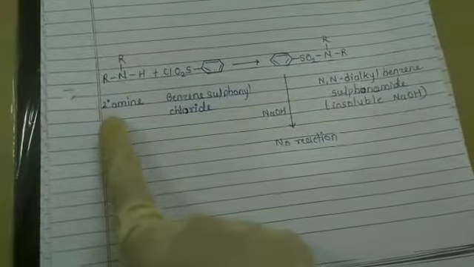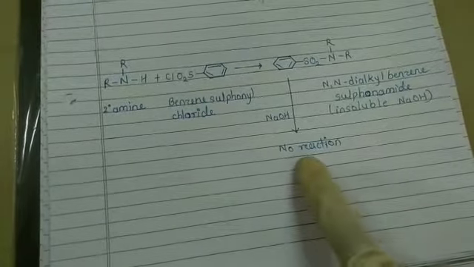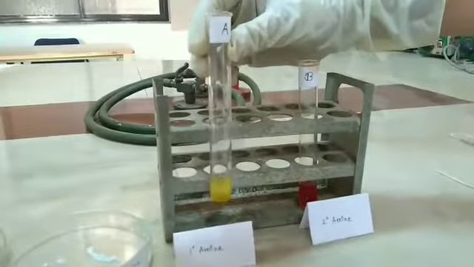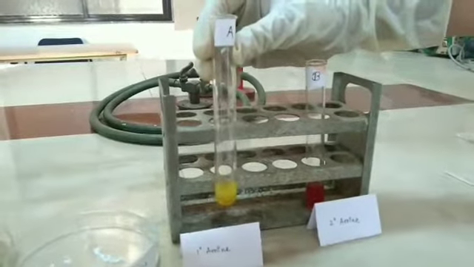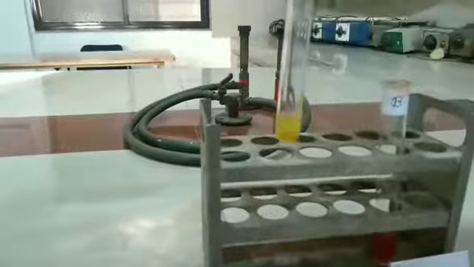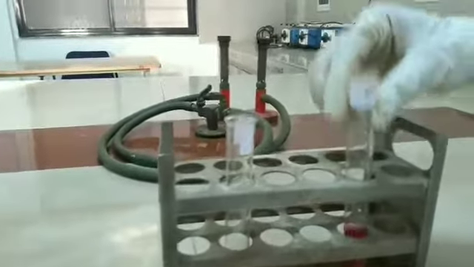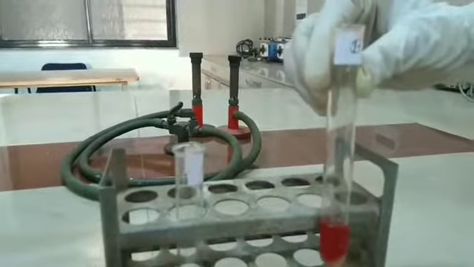When a secondary amine reacts with benzene sulfonyl chloride, it gives a sulfonamide which is insoluble in NaOH, and further reaction with NaOH gives no compound. These salts give a pale yellow color to the primary amine and a reddish brown color to the secondary amine.